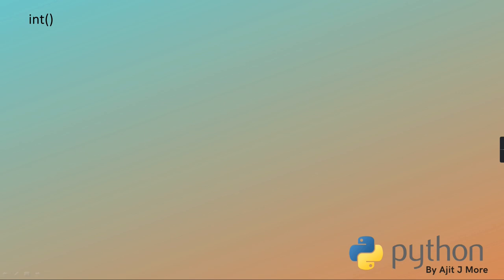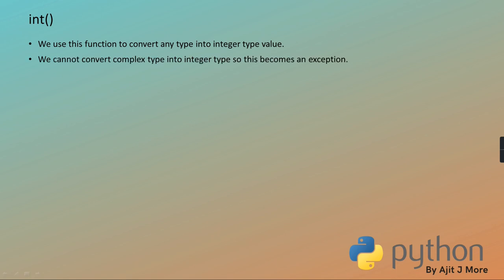Okay, so quickly we'll move on to the slides part. We use this function to convert any other data type to int data type. Now, rules are there. We cannot convert complex to integer. Complex number to integer is illegal; such conversion is not supported. Python has combinations of conversion, but some combinations are not allowed.